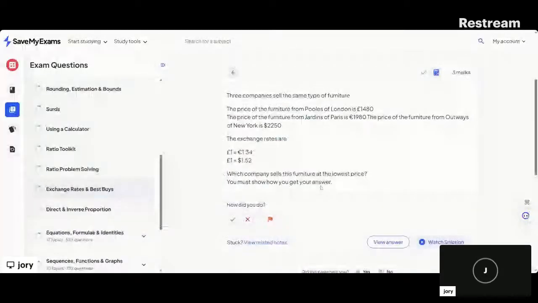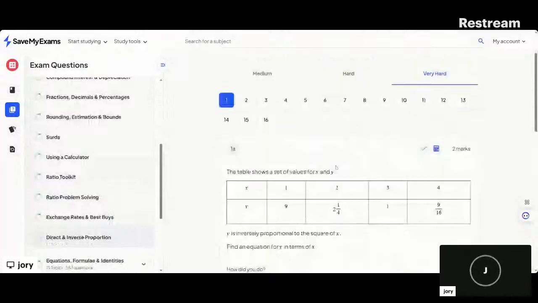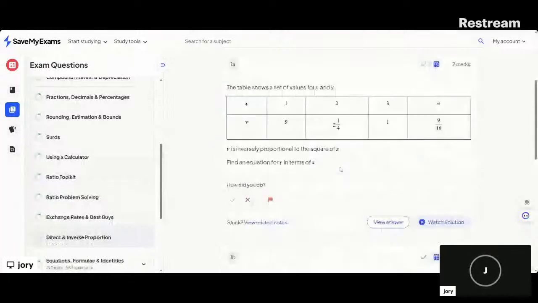Yeah, that's enough. Direct and inverse proportions. Very hard. Very, very hard. The table shows a set of values for x and y. y is inversely proportional to the square of x. Find the equation for y in terms of x.